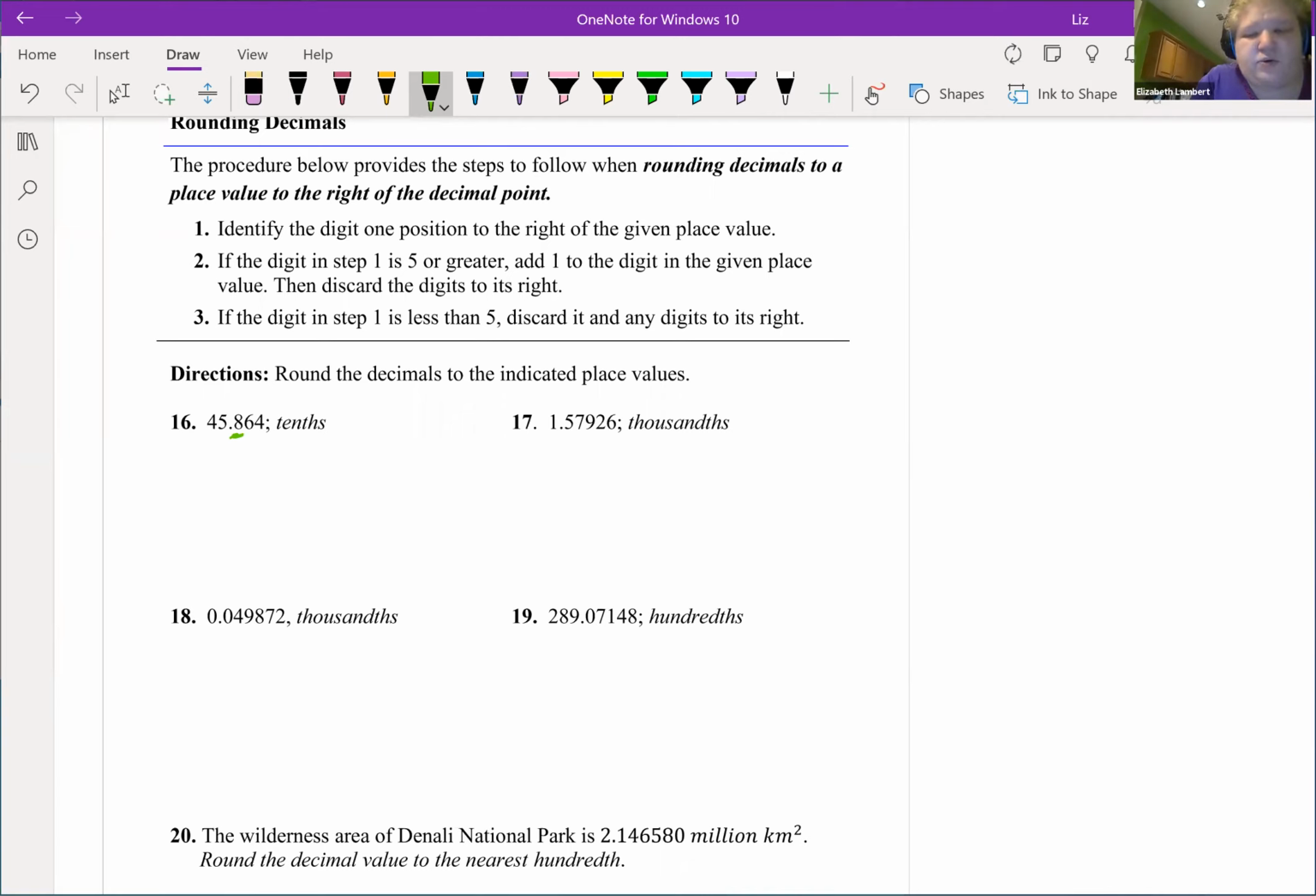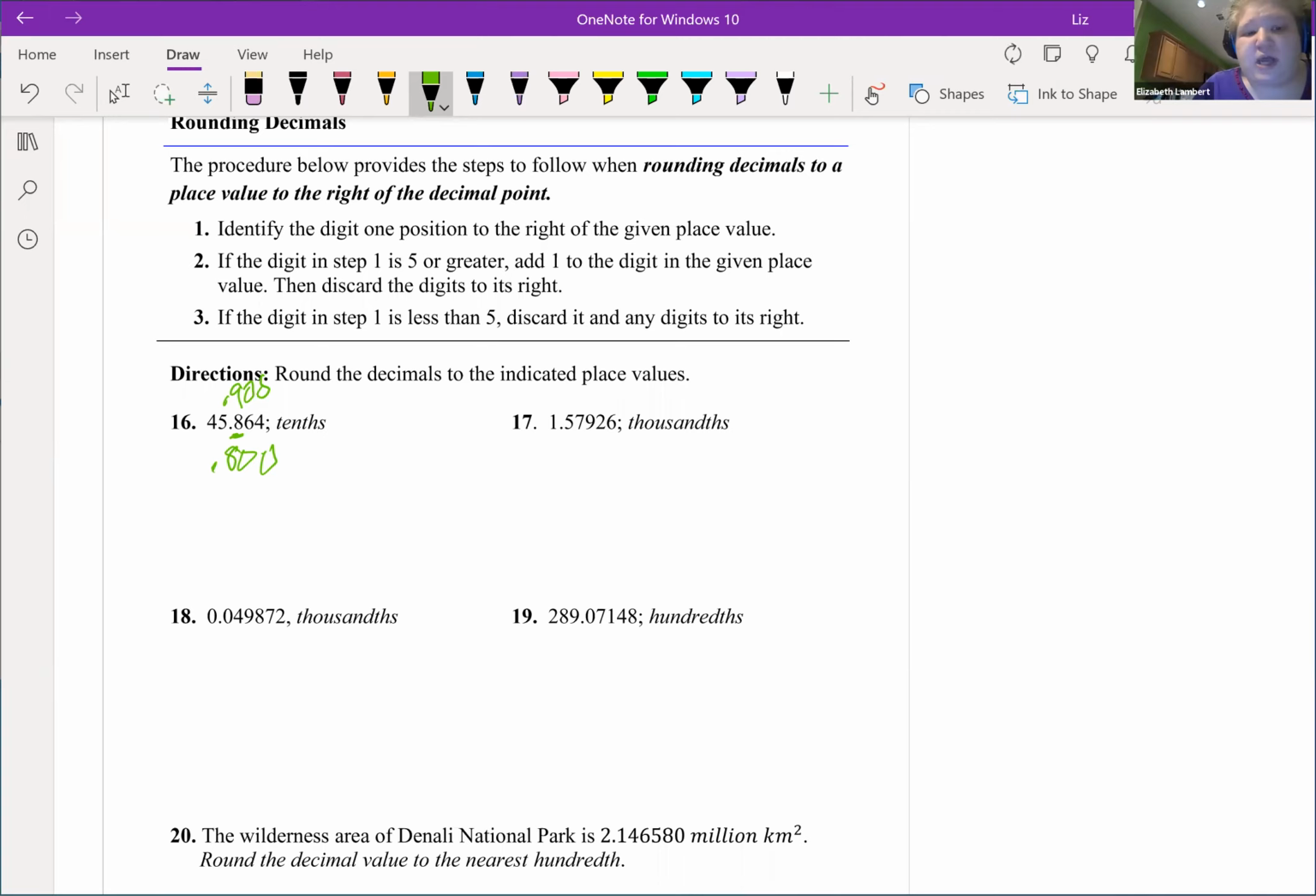So to figure out, am I going to round the 8 up or am I going to keep it an 8? Those are my two choices. Is it going to be closer to 8 tenths or 9 tenths? So 8 tenths would be 800 thousandths. 9 tenths would be 900 thousandths. So is 864 closer to 800 or 900? And 864 is past the halfway between those two.